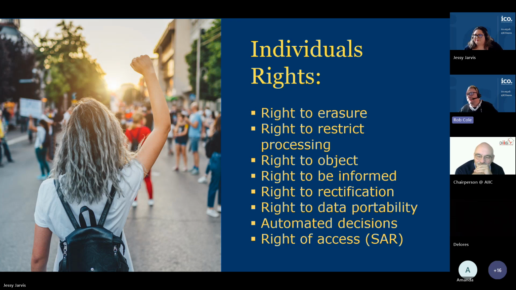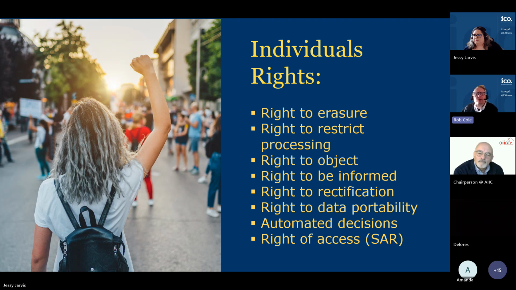Okay, so individuals' rights. Jessy spoke about the principles that data protection law is based on, and on the other side of the coin, as it were, we've got individual rights. The principles put obligations on data controllers on how they use data, and then the legislation also gives rights to individuals. They're obviously important as they give fundamental rights to individuals in regards to their personal data, and some control over it, even when it's used by a data controller.